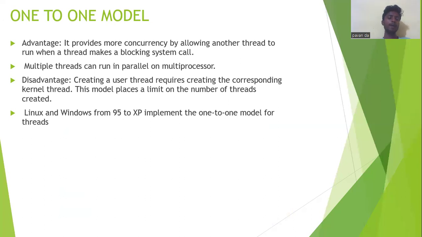Multiple threads can run in parallel on multiprocessors. The disadvantage is creating a user thread requires creating the corresponding kernel thread. This model places a limit on the number of threads created. Linux and Windows from 95 to XP implement the one-to-one model for threads.